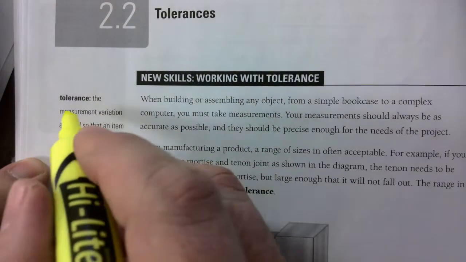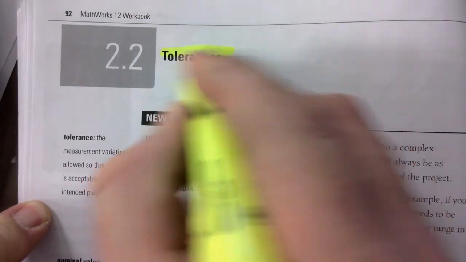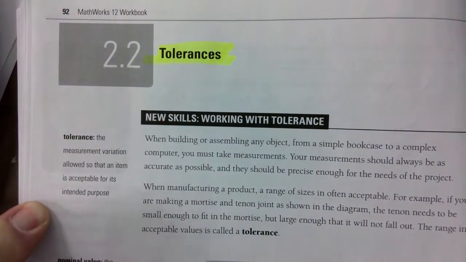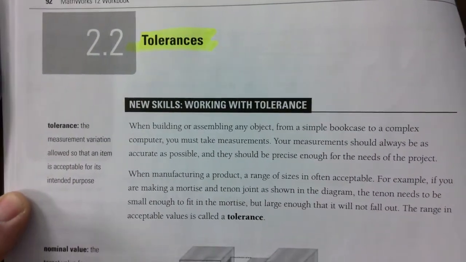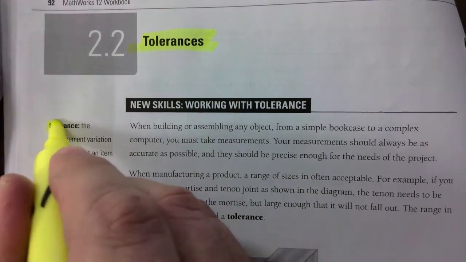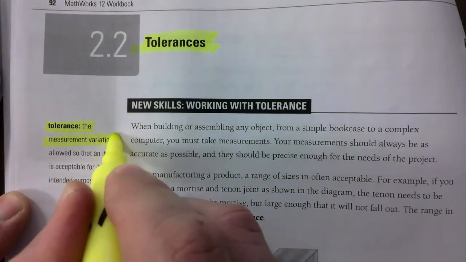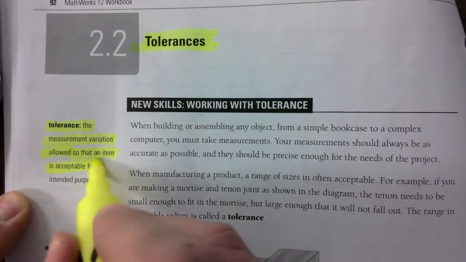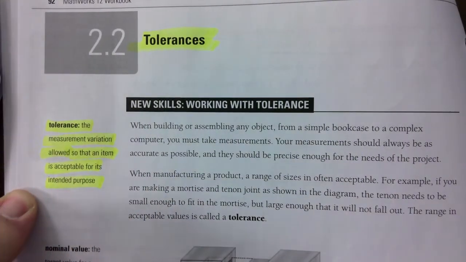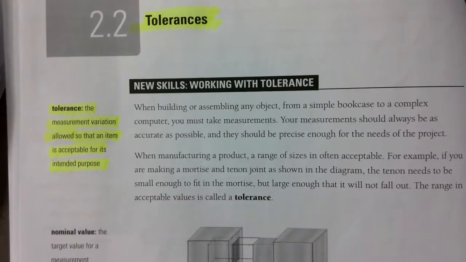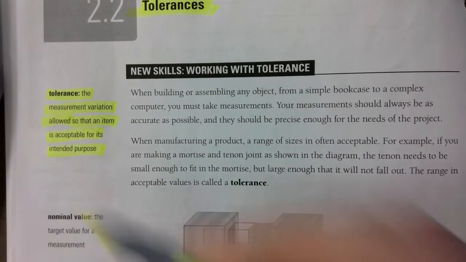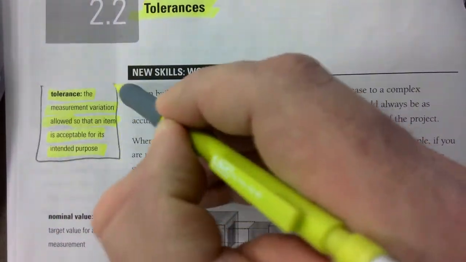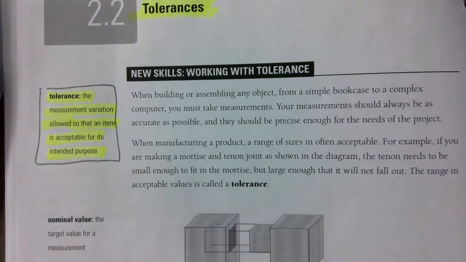So tolerance, what is tolerance? Write this down or highlight. Tolerance is the measurement variation allowed so that an item is acceptable for its intended purpose. Okay, very important. I would box that in maybe. It's what the industry allows.